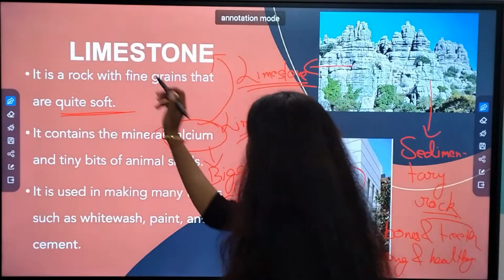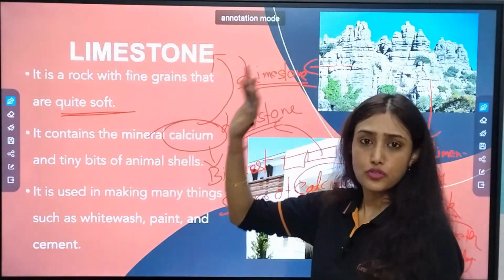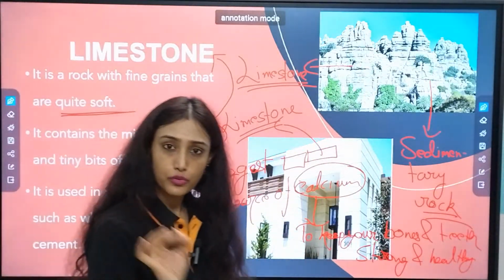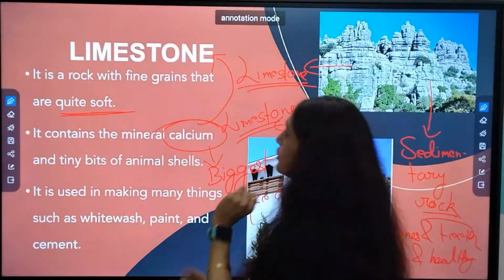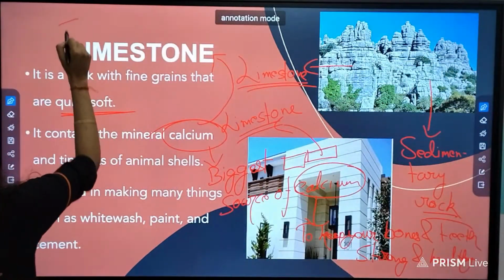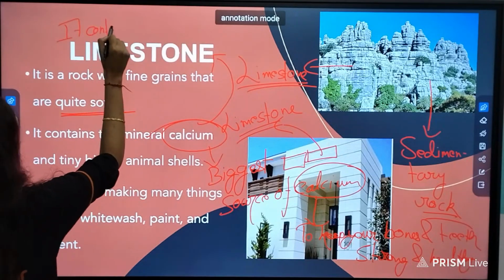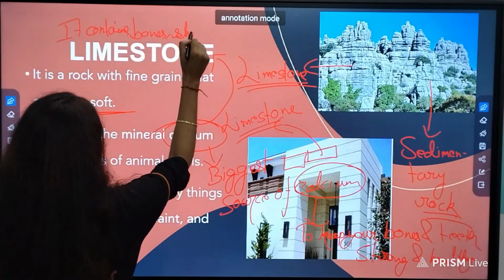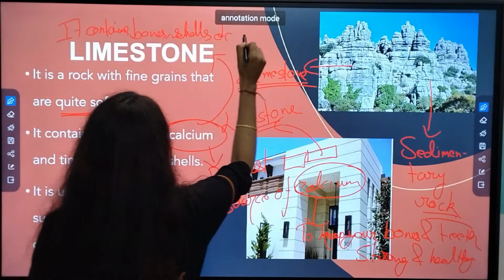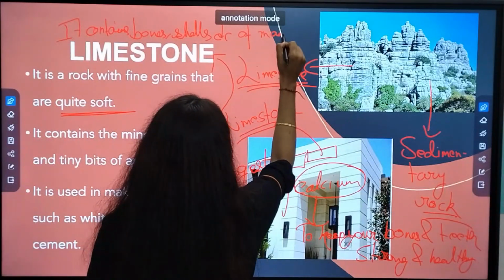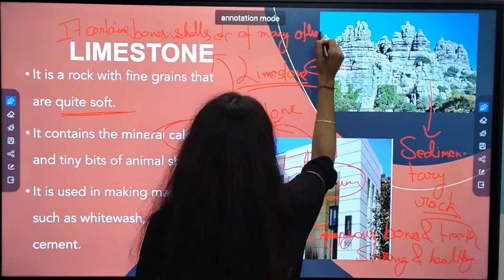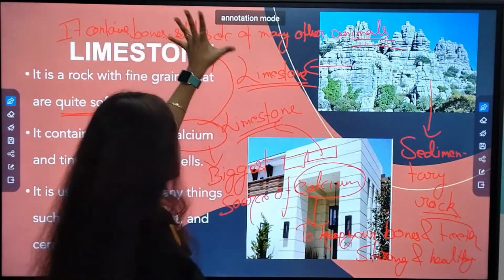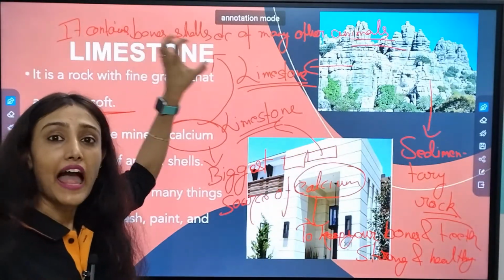Okay. Now the question comes, why is limestone our biggest source of calcium? Because limestone, when it is formed, contains bones, shells, etc. of many other animals. And bones and shells are themselves formed of calcium.